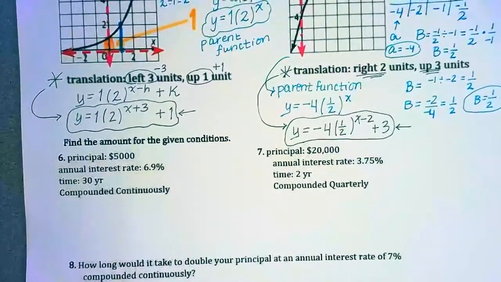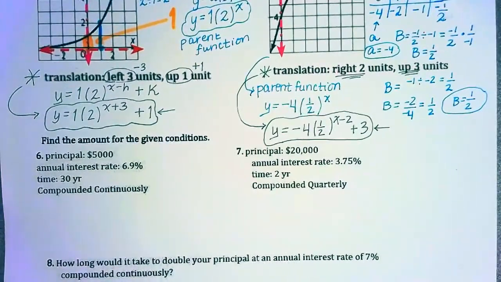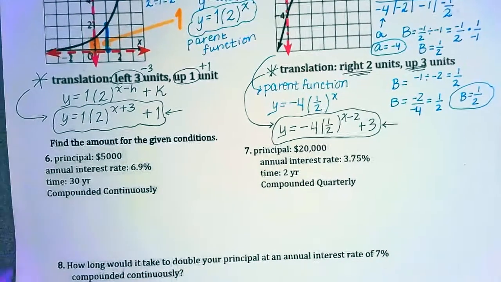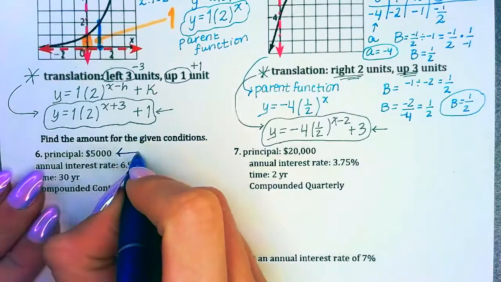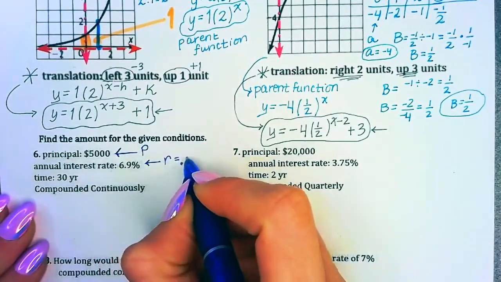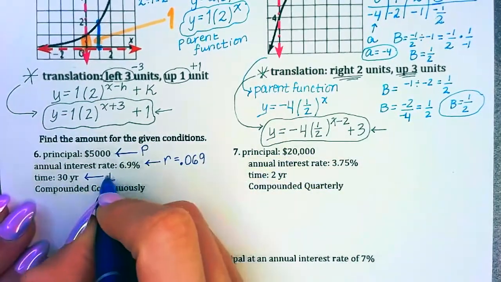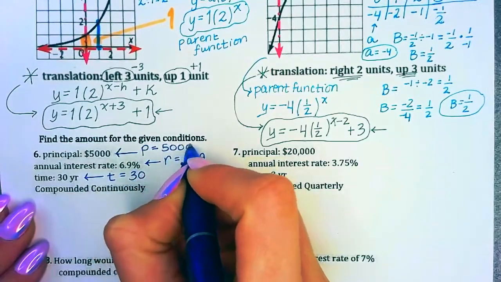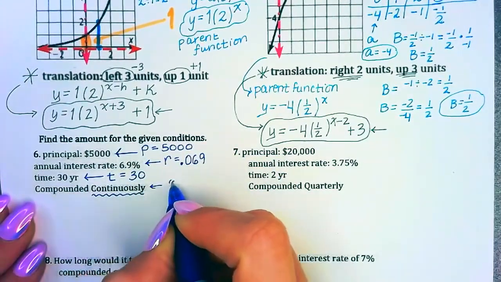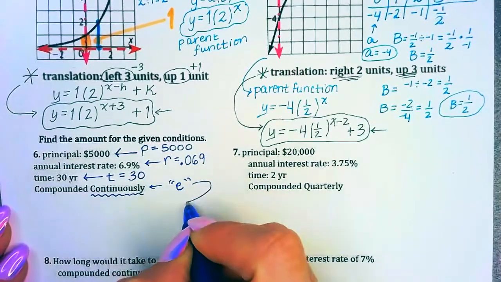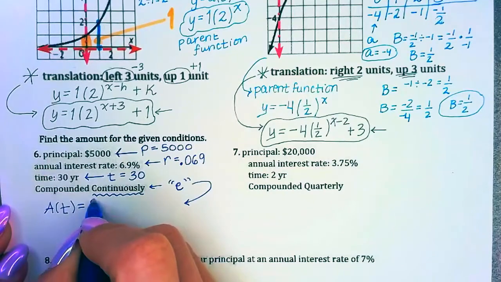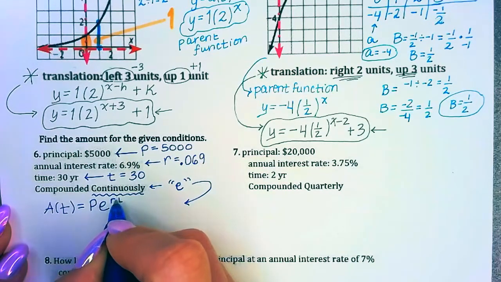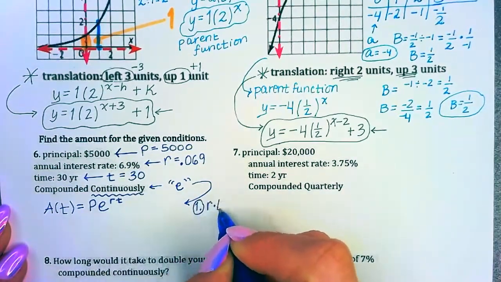Find the amount for the given conditions. Principal value of $5,000, it's immediately going to be in the p-value. Annual interest rate of 6.9%. Moving my decimal twice or dividing by 100 gets me 0.069 as my decimal value. My time of 30 years means t equals 30. Compounded continuously tells me I'm going to use Euler's number e. The equation I'm looking to use for a continuously compounding interest problem is A of t equals P times e to the rt. Please don't forget order of operations.